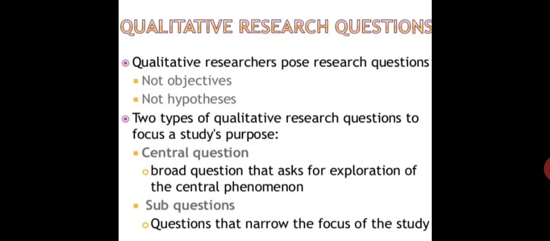One is the central question, that is a broad question that asks for explanation of the central phenomenon. That is actually the major question from which your study started. The question which initially arises in the researcher's mind, or which has motivated the researcher to get the answer. That research question for which the researcher conducts the whole study, that main question or major question, is called the central question.